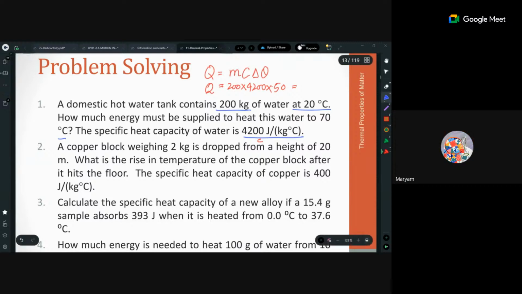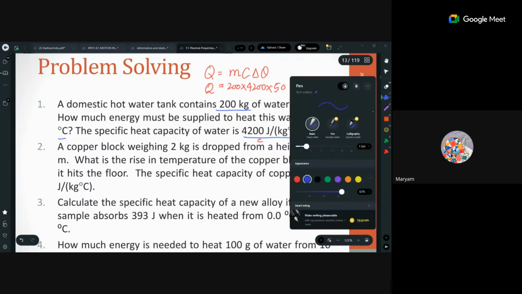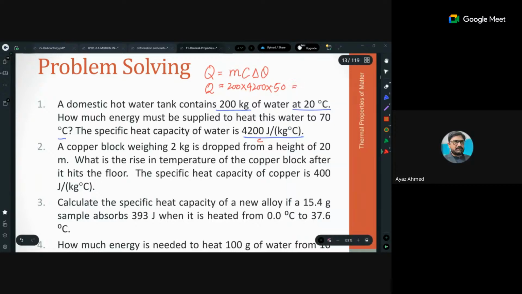Yes, sir. Just a second. Also, sir, we just have to learn the specific heat capacity of water, right? Not any other quantity, right? Yes. It's 4.2 into 10 to the power 7. Yes, it is that much joules.